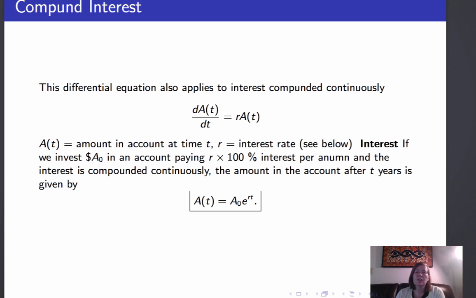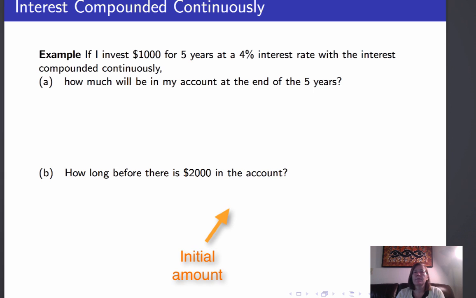If we invest A0 dollars in an account paying R times 100% interest per annum, and the interest is compounded continuously, second by second, the amount in the account after t years is given by A of t equals A0 times e to the RT. So for example, if I invest $1,000 for 5 years at an interest rate of 4%, where the interest is compounded continuously, then this follows our exponential growth model.